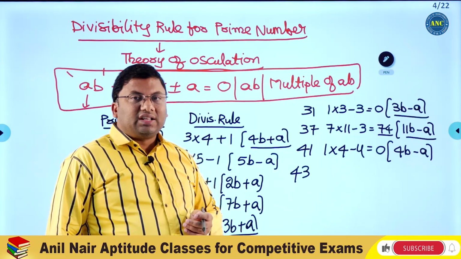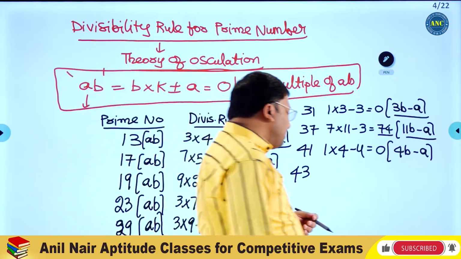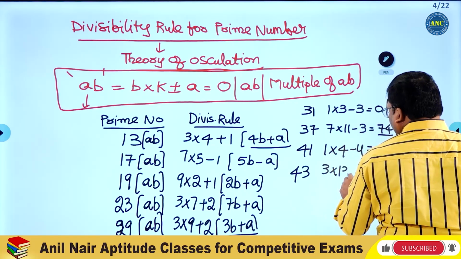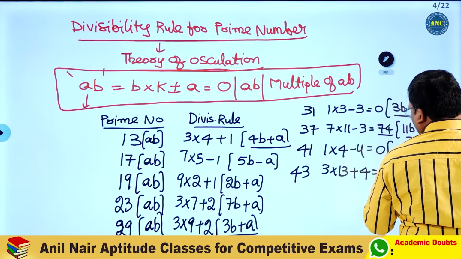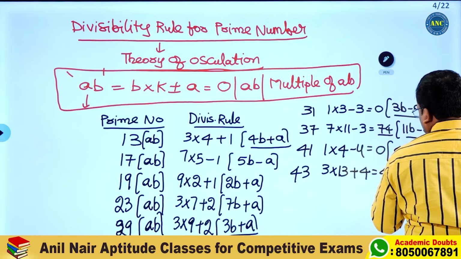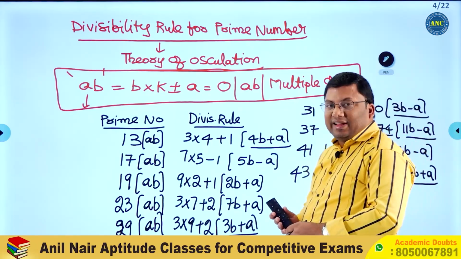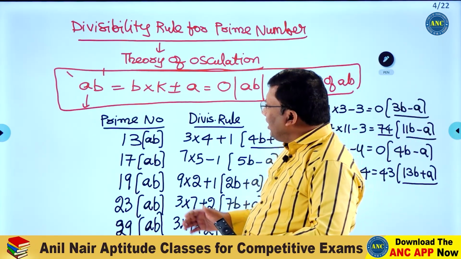3 13s are 39. 39 plus 4 is 43. So, 3 into 13 plus 4. This will be 13b plus a. I hope the idea is very much clear to you.